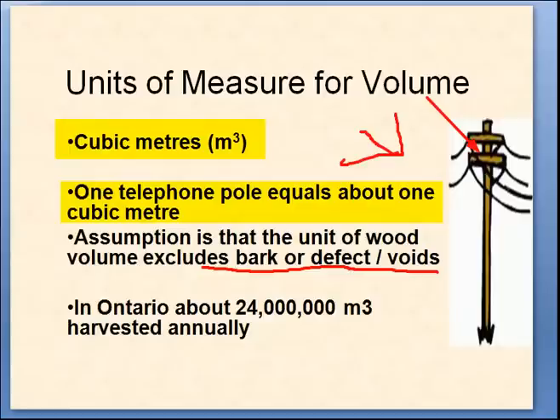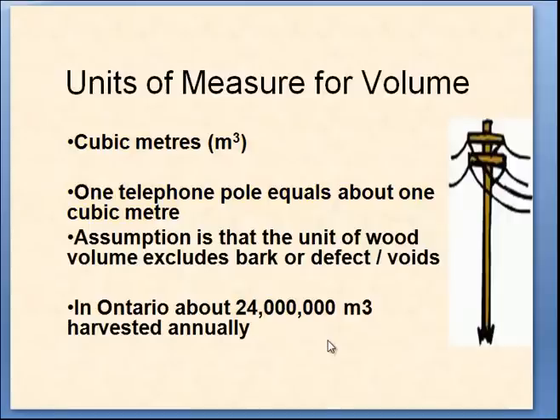So just how much wood do we harvest like that in Ontario? In a good year, it's about 24 million meters cubed harvested annually. And that's only like 1% of the total cut per year, very low. Sounds like a lot, but it's not that high.